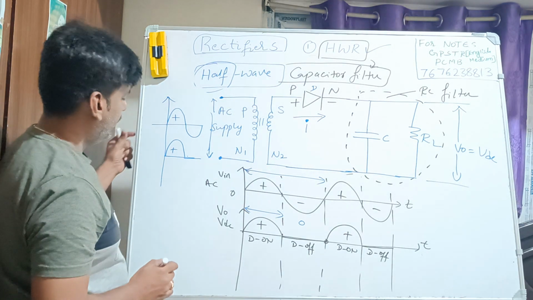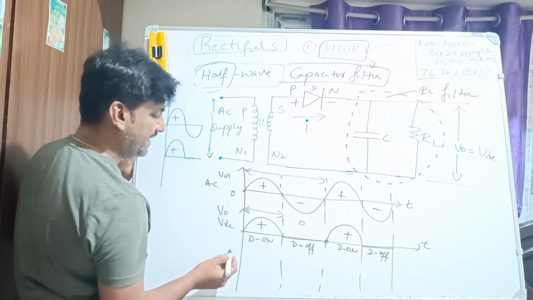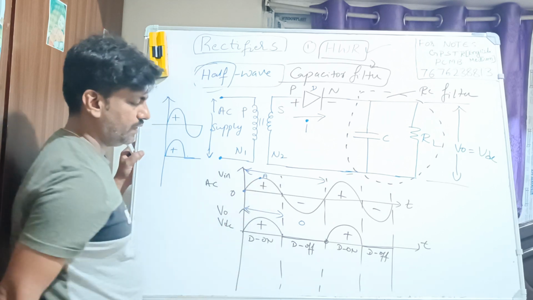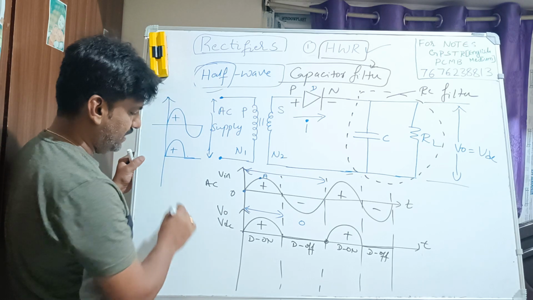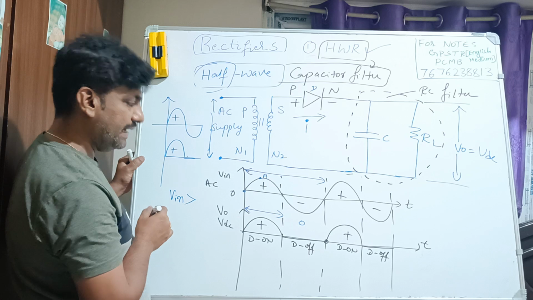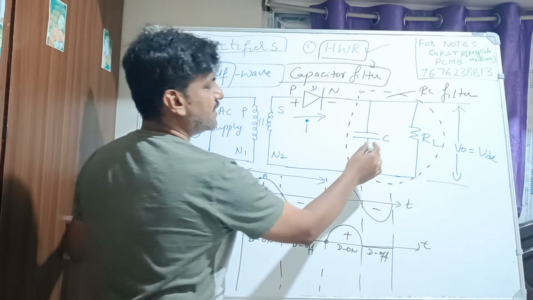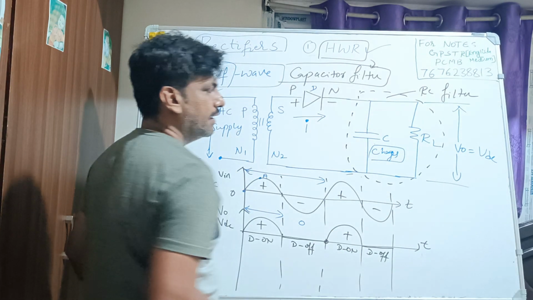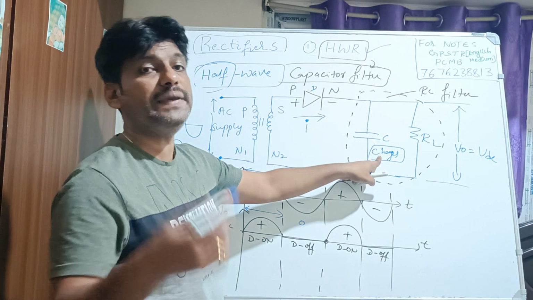Assume that your input starts increasing from this point to this point. I will call it A, right? When it is increasing from this point to this point, the input increases, so what is going to happen? The diode becomes forward biased and the capacitor starts charging, because the diode conducts and it charges to the peak value.